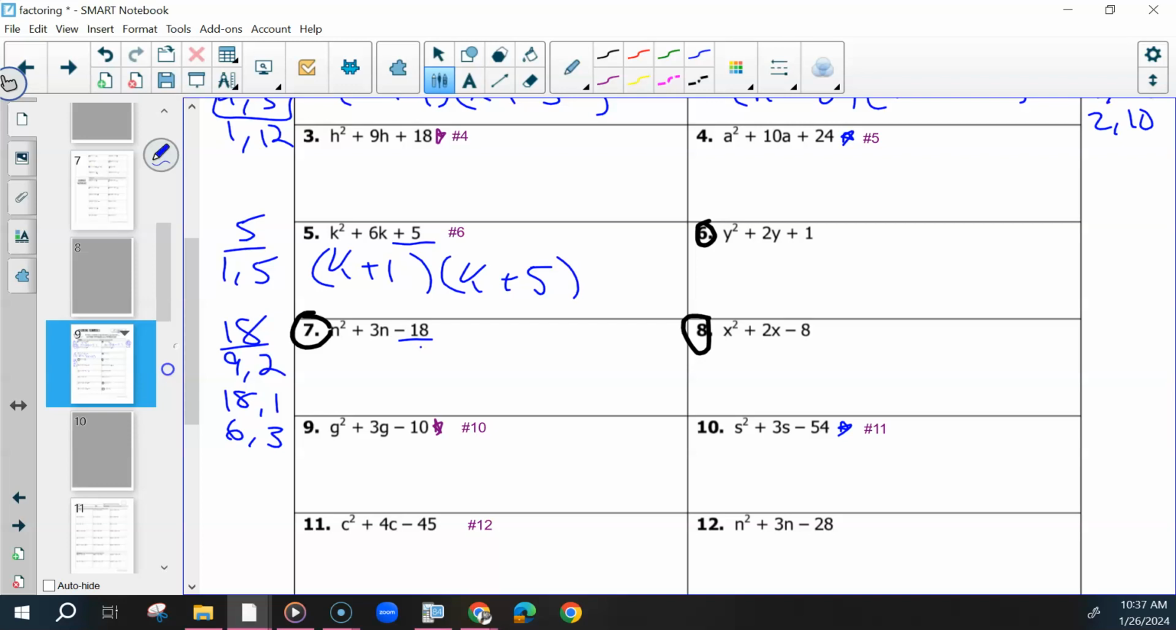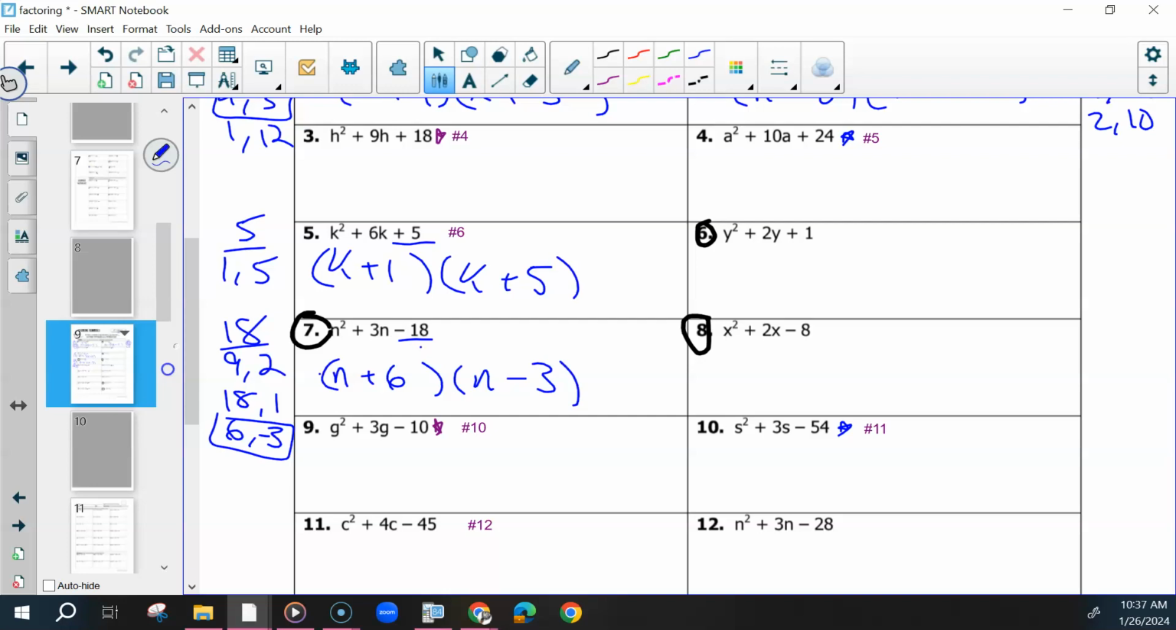5 wouldn't work. Then because it's negative, in order to multiply and get a negative, one of them has to be negative. So we have to think about if I were to make one of these negative and I added or subtracted them together, would I get this negative 3? Which one would be negative? So positive 6 minus 3 would give us that negative 3. So just like before, except now we have to use that negative, so it would be n plus 6 and n minus 3.